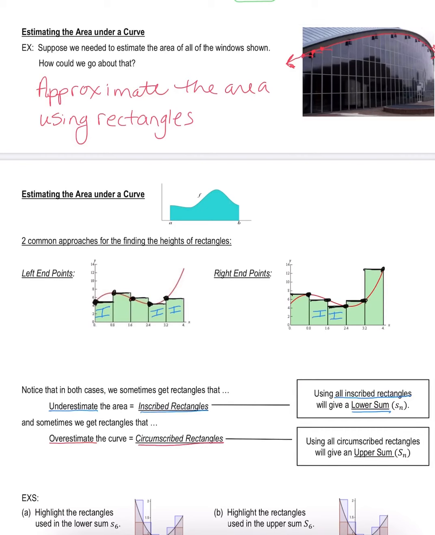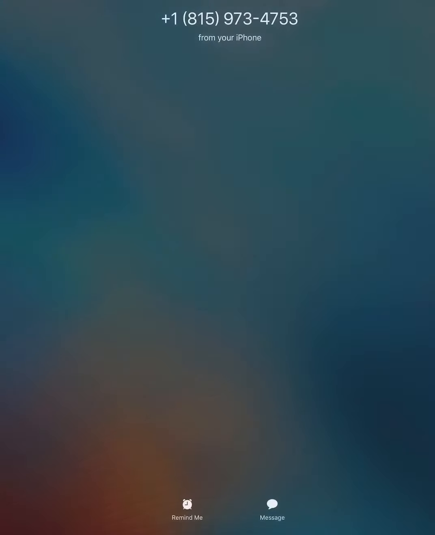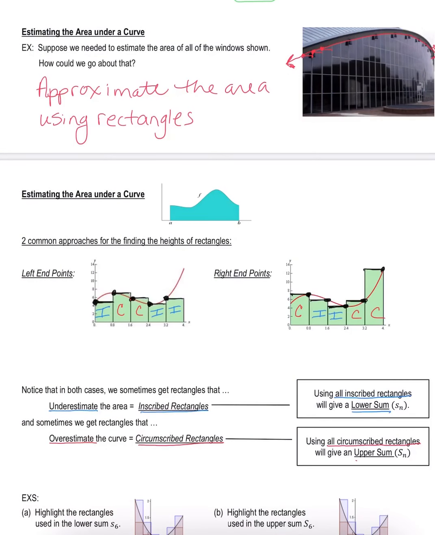So when we go back up to our picture, in the first one, it's the second and the third. Those go above and beyond. They're over the curve. They're giving us too much area. In the second picture with the right endpoints, it's the first and then the last two that are circumscribed. So again, if you had a situation where all of the rectangles were circumscribed, then you're definitely getting an overestimate on the area, and so that's going to be an upper sum.